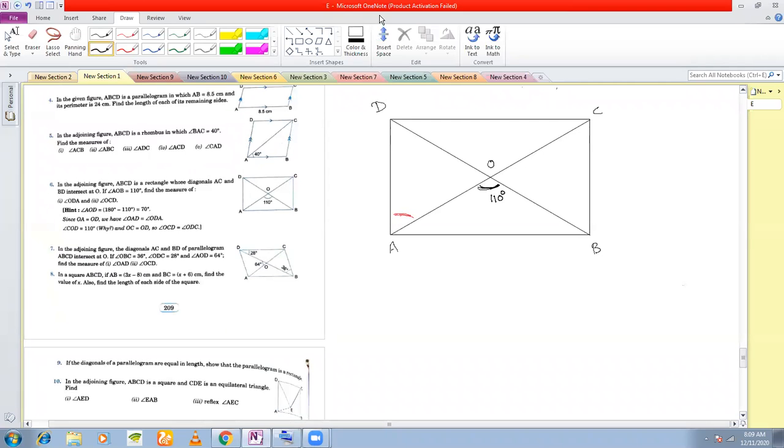See that you have two diagonals, AC and BD. So we have AC is equal to BD. Why? Because you know that the diagonals of a rectangle are equal. This is the property of a rectangle. Diagonals of a rectangle are equal.